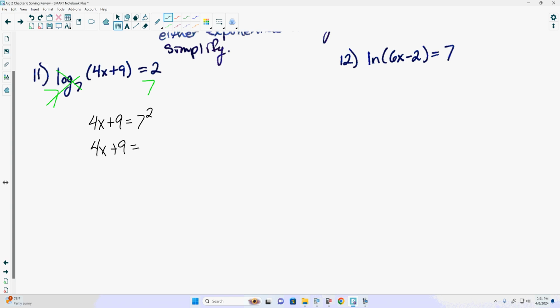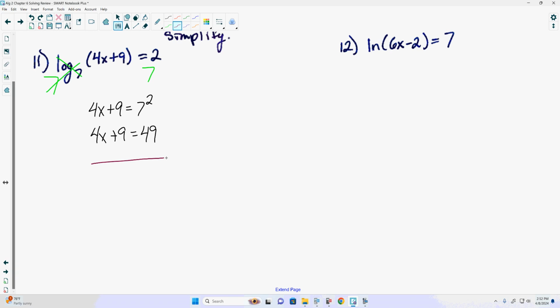Now is 7 squared a nice number? So we can reduce this, we can simplify it. Now we just need to solve for the value of x. The first thing we can do is subtract 9 from both sides, telling us that 4x is equal to 40. And lastly, we can divide both sides by 4, telling us x is equal to 10.